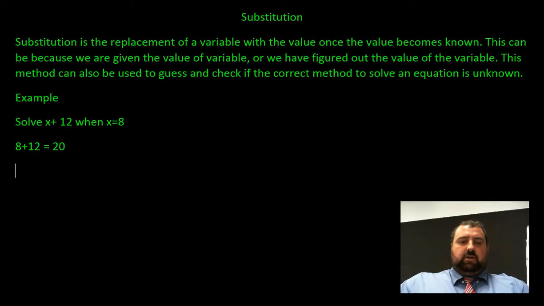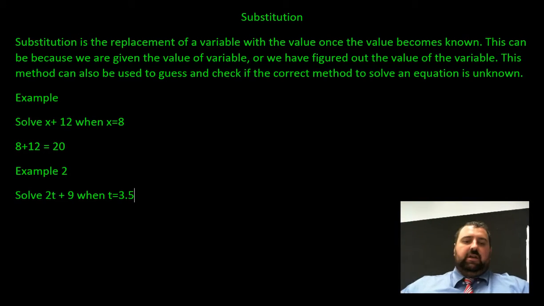Let's try something a little bit harder. So for example 2, we're going to solve 2t plus 9 when t equals 3.5. So yet again, we know that t is 3.5, so we're going to put t in here. The thing to remember, 2t means 2 times t.